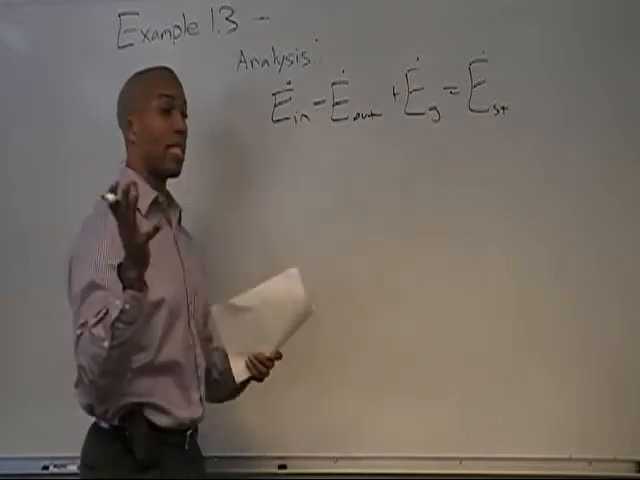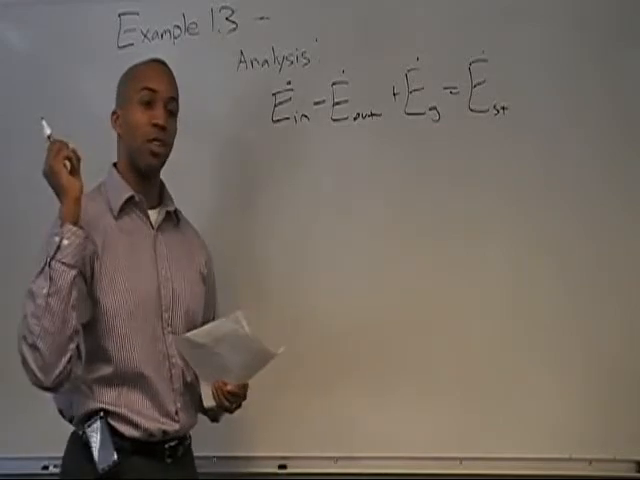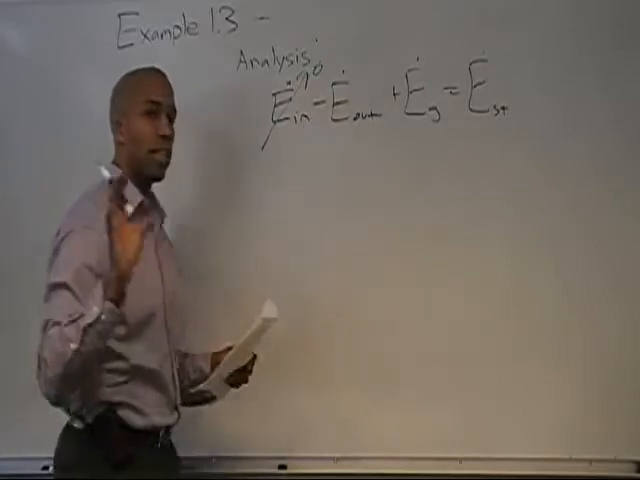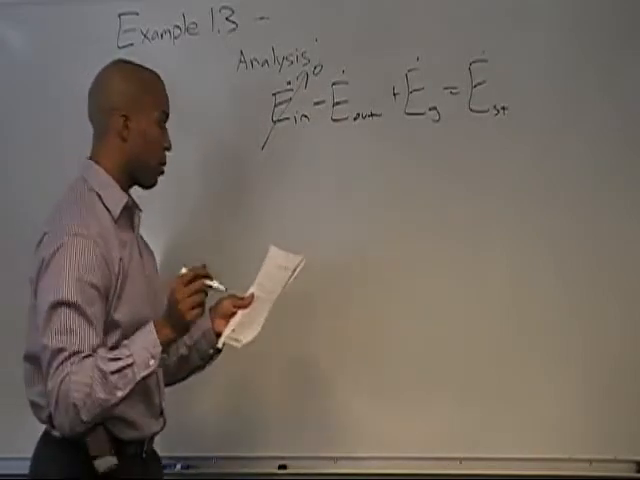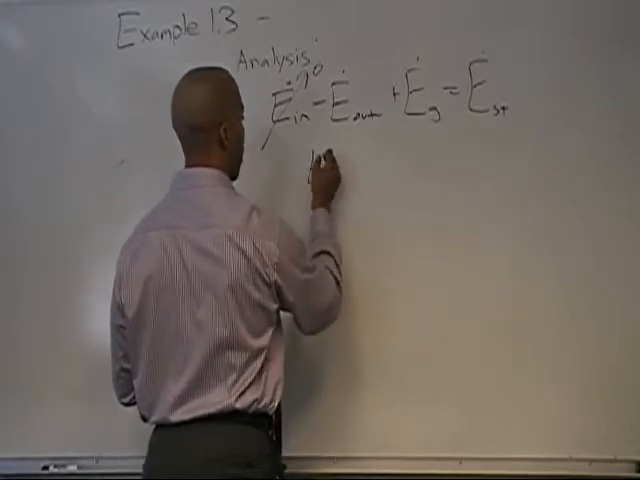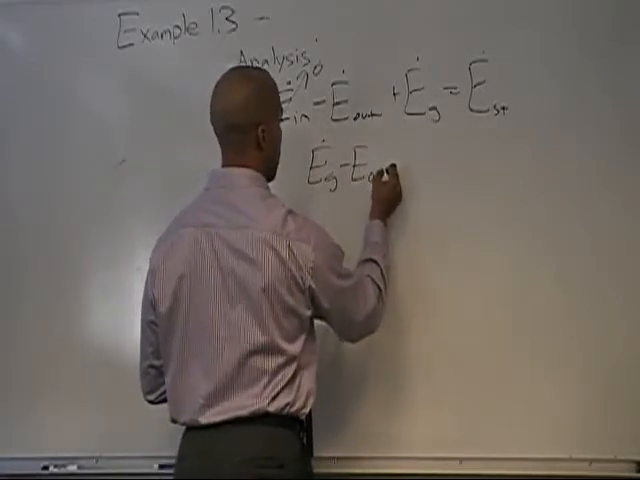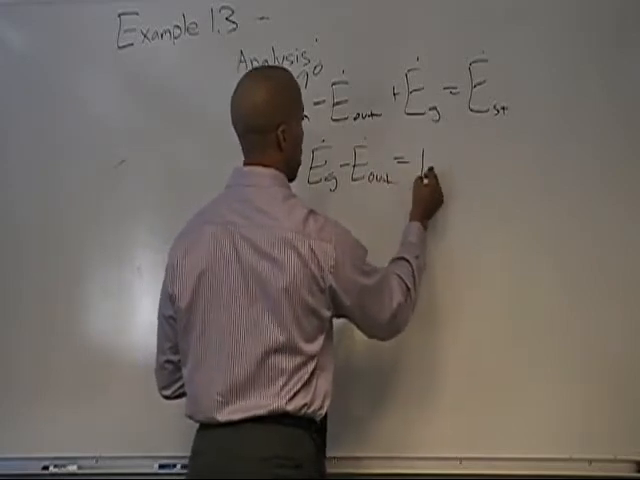So if the rod is at a higher temperature, that means all the energy is going out. So we don't have any energy going into our system. Energy going in is zero. So now we're left with the energy balance where we have the energy generated minus the energy that leaves equals the energy that's stored.